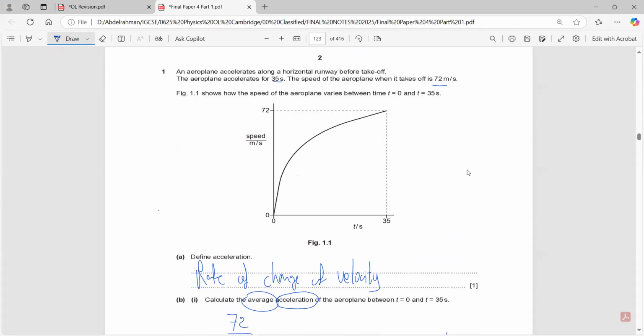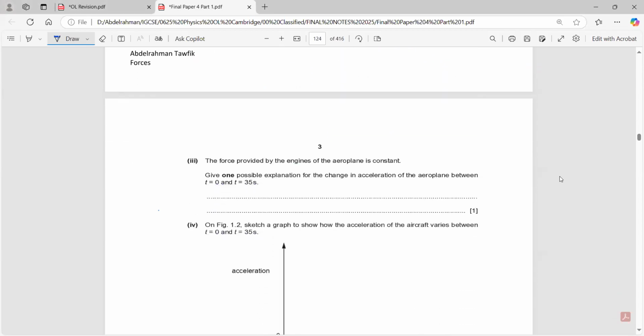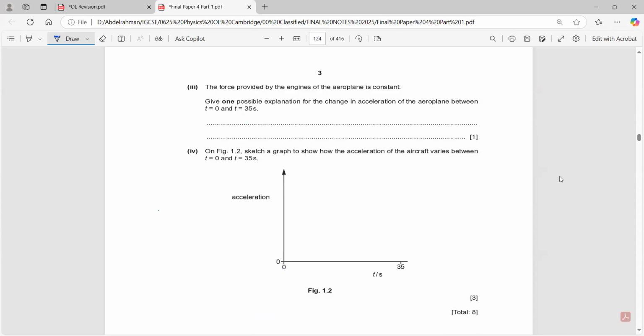What is one possible explanation? The plane is moving in air, and we know that as speed increases, what happens to the air resistance? It also increases. Right? Yalla. Of course it's due to the air resistance. Right? Air resistance keeps on increasing when the speed increases.